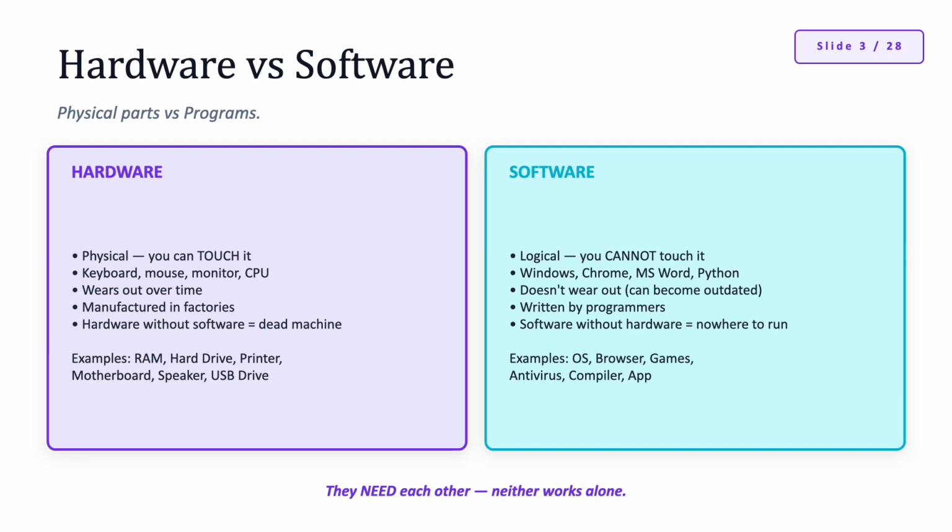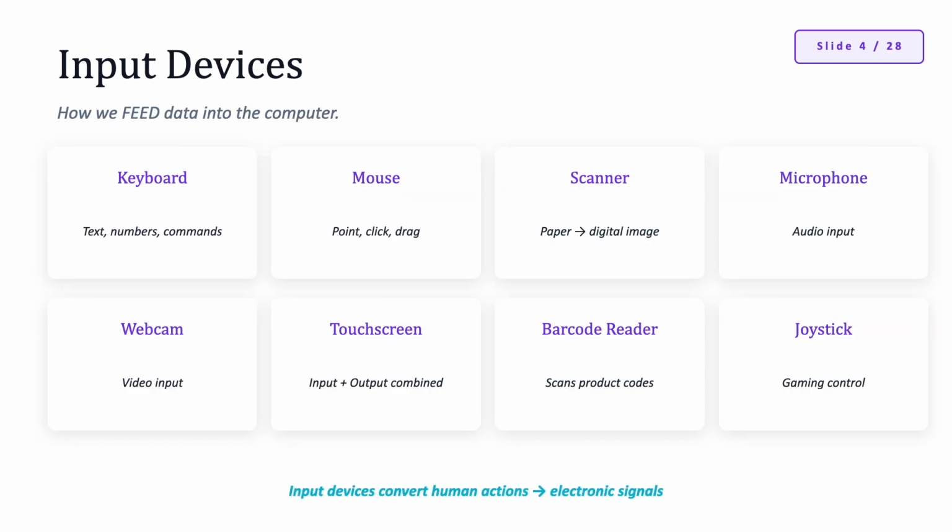The relationship is simple. Hardware without software is a dead machine. Software without hardware is a nowhere to run. They need each other. Input devices are how you feed data into the computer.